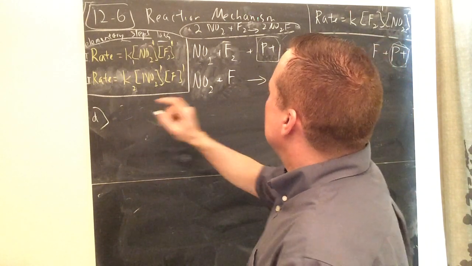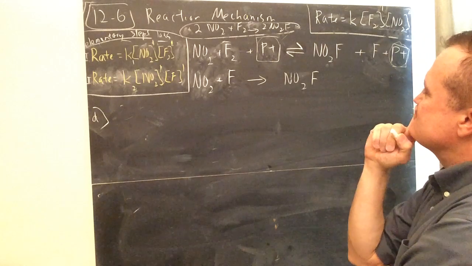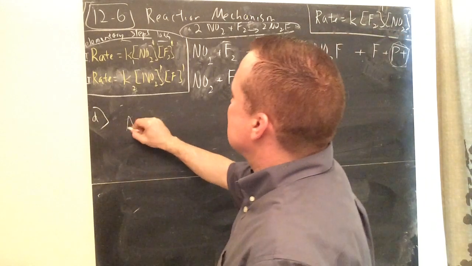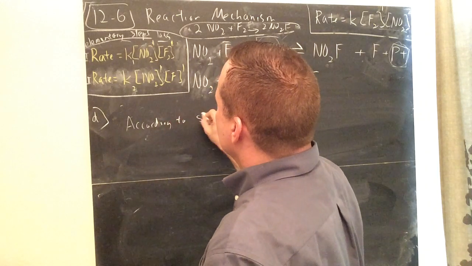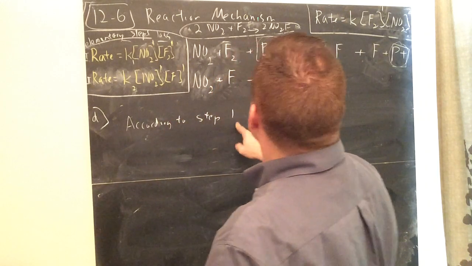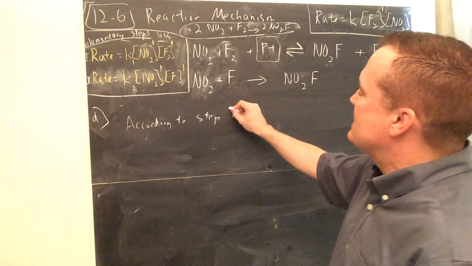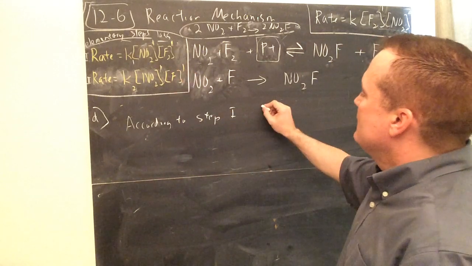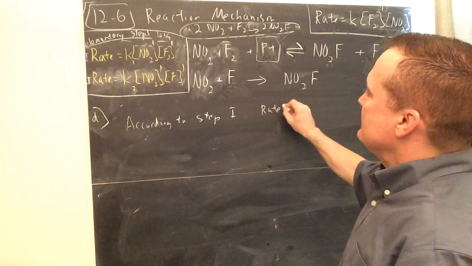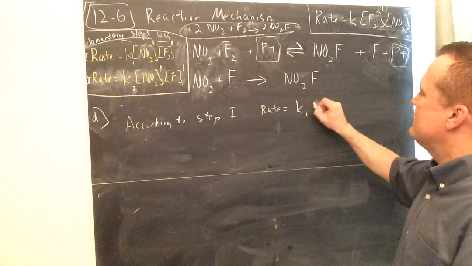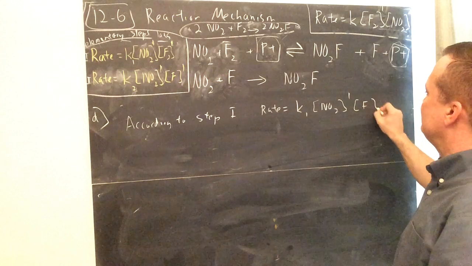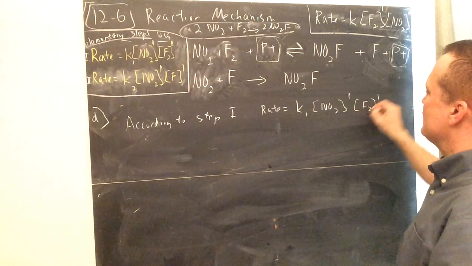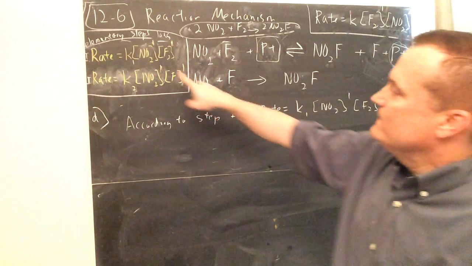According to, all right, let me see this, NO2. All right, according to step 1, according to elementary step 1, the rate is equal to K1 NO2 to the first and F2 to the first. All right, now here's the deal.